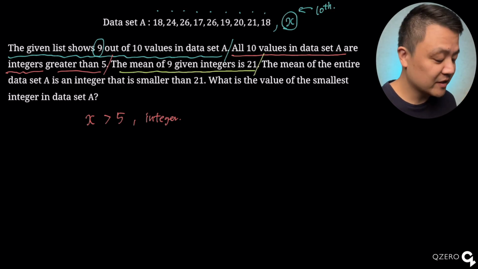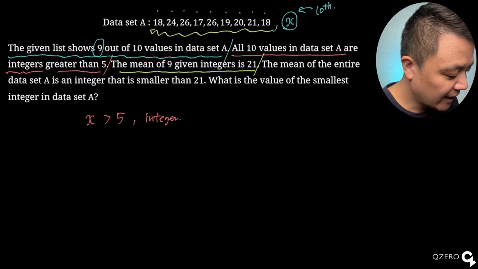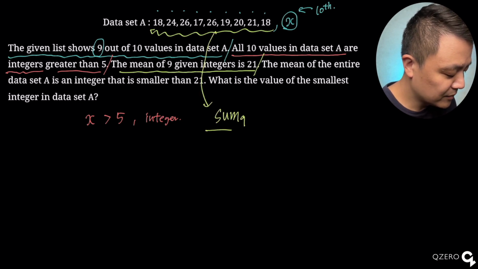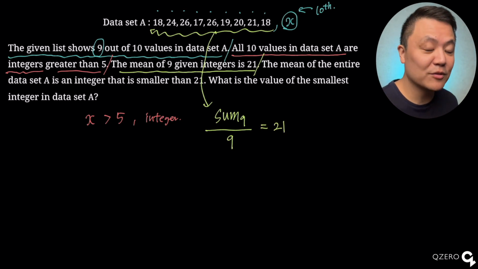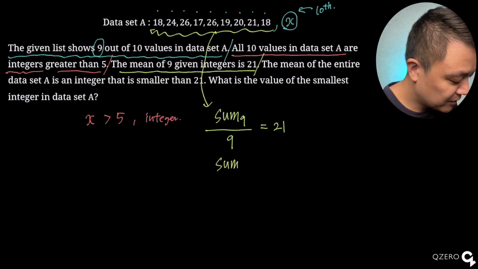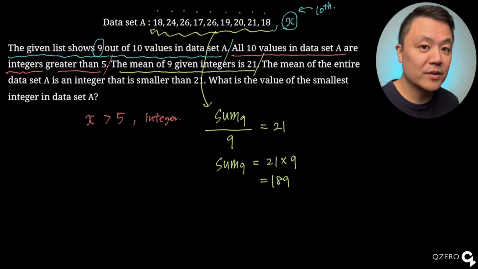The mean of the 9 given integers is 21. Let's try to express it. If you add all of those 9 numbers, the sum of the 9 numbers, and divide it by 9, that is equal to 21, because that's how to calculate the mean value of a given data set. Once you multiply 9 to both sides, you can find the sum of those 9 numbers, so you don't have to add those 9 numbers all up.